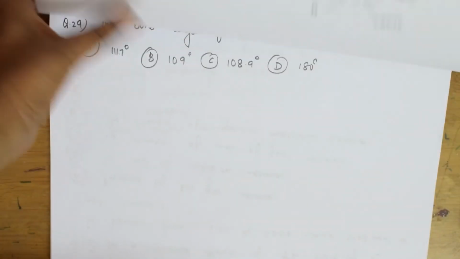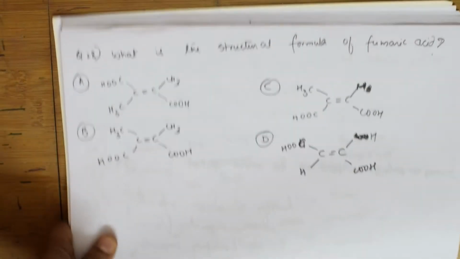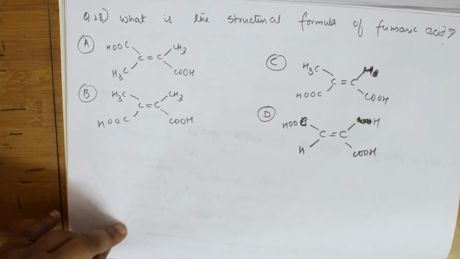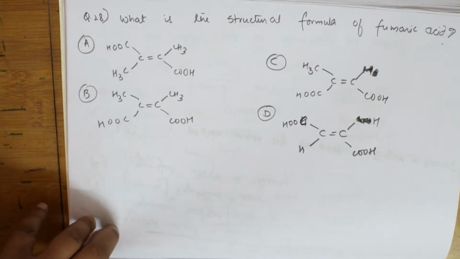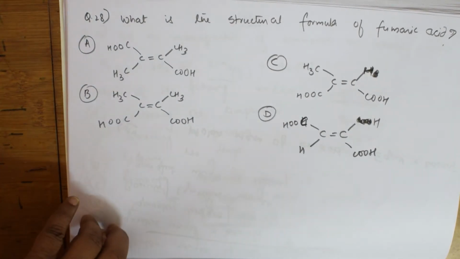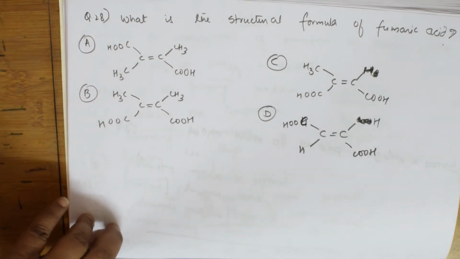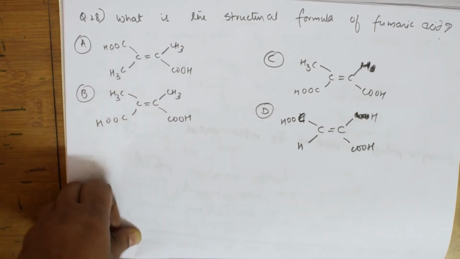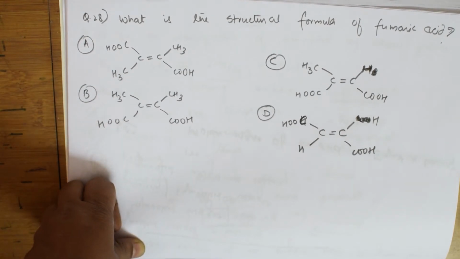Let me turn the page. When I turn the page, I have one question here. It's the easiest question again, I have to tell you. What do they give me? What is the structural formula of fumaric acid? They have given the structure of fumaric acid and four options. So basically this is also a direct question.